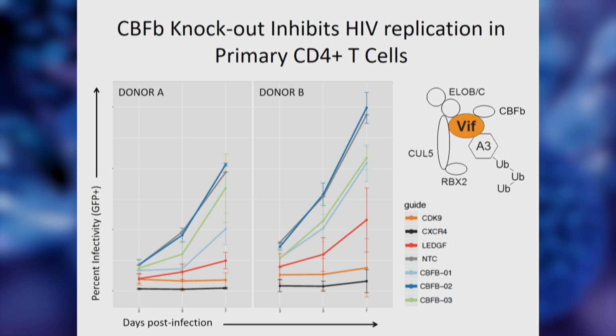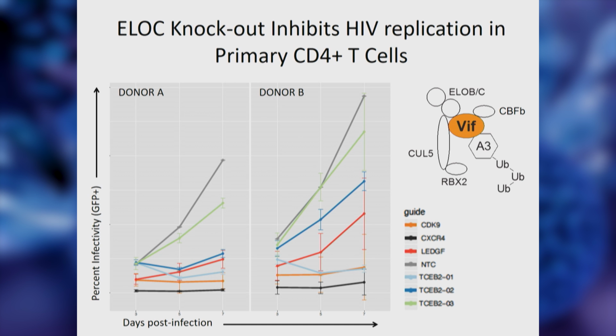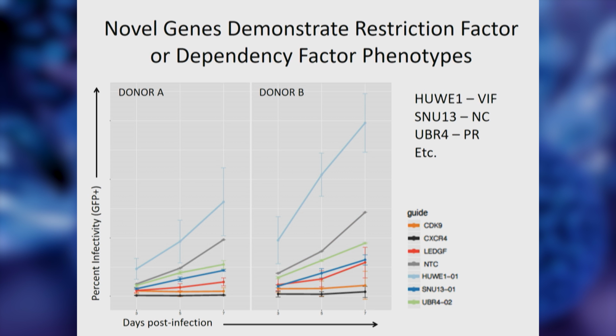And when we knock out CBF-beta in these primary cells, as shown in light blue or green here, we see a decrease from our non-targeting in gray relative to our other controls, LEDGF in red, CDK9 in orange, or CXCR4 in black. Besides CBF-beta, we also hit elongin B and elongin C here, and all of them showed a similar phenotype.